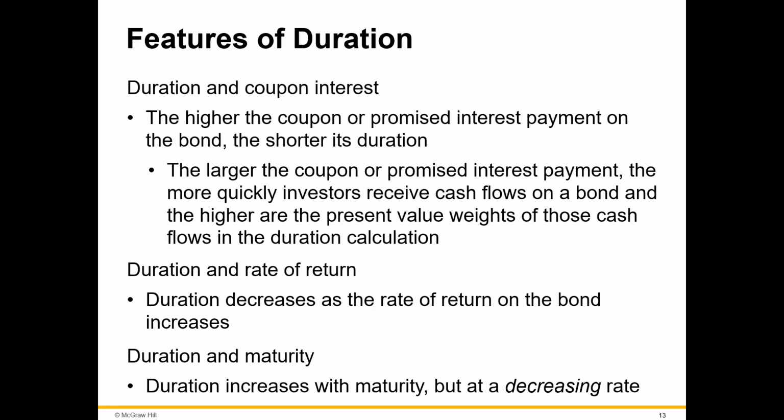Now, here's when duration, I don't want to say complicated or complex, but it's not as easy as just a zero coupon bond where it's just present value and that's it. Now let's take into consideration the higher the coupon or promised interest payments on the bond, the shorter its duration. The larger the coupon or promised interest payment, the more quickly investors receive cash flows on a bond, and the higher are the present value weights of those cash flows in the duration calculation.